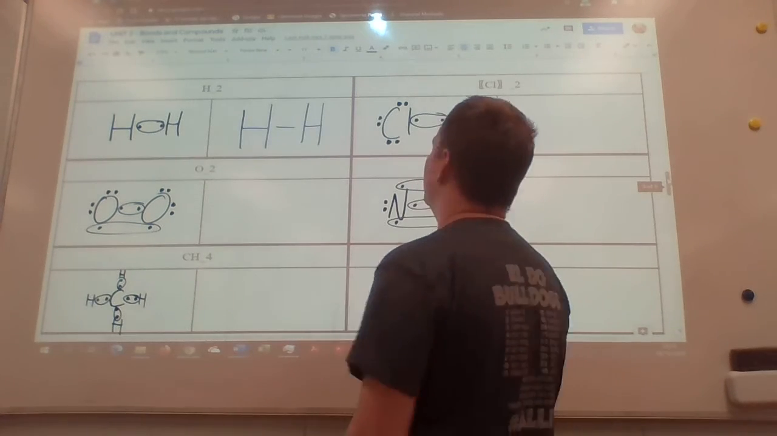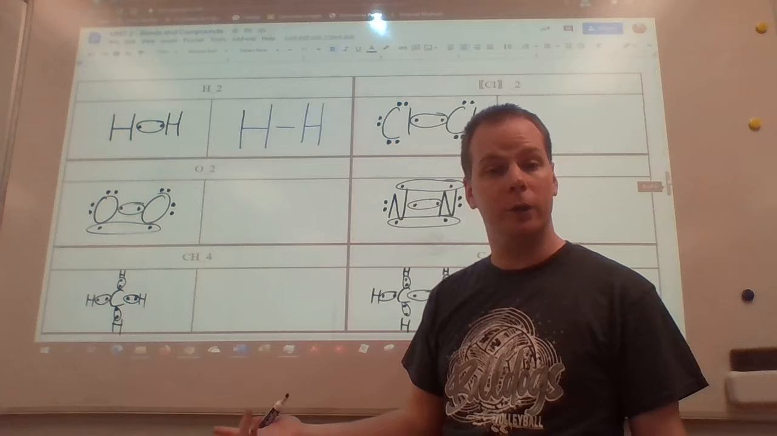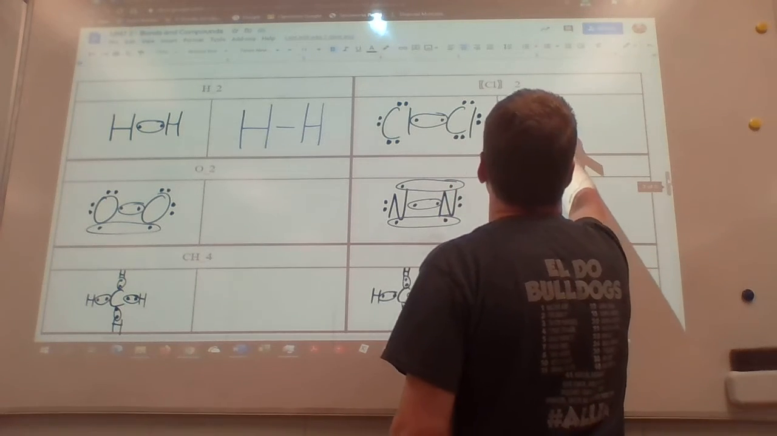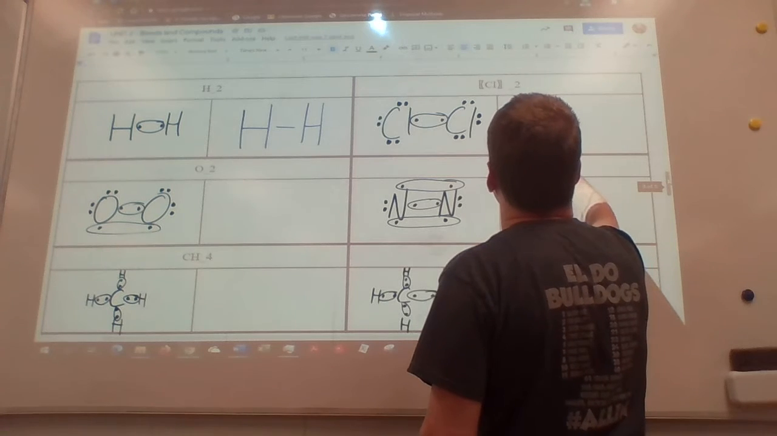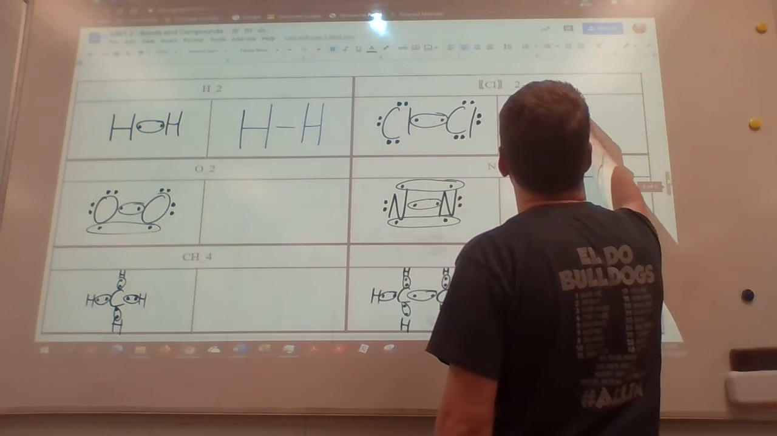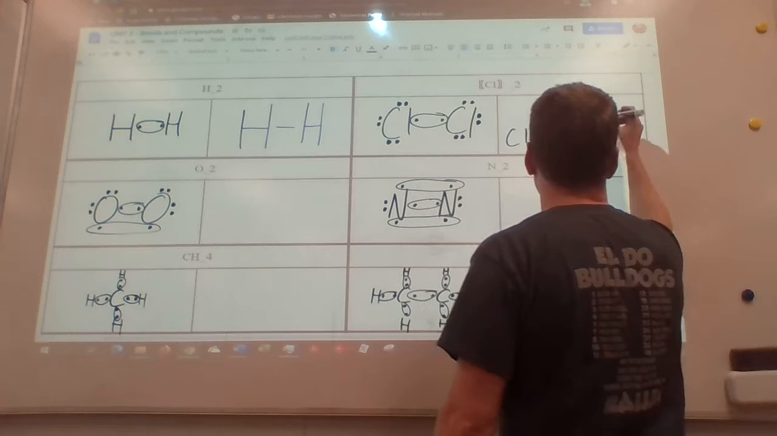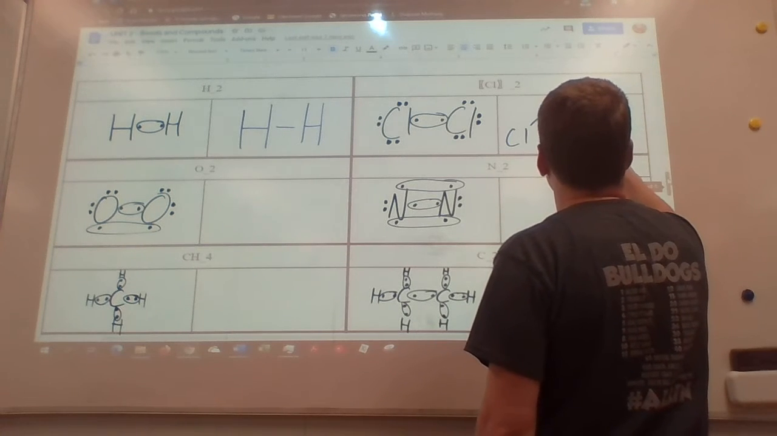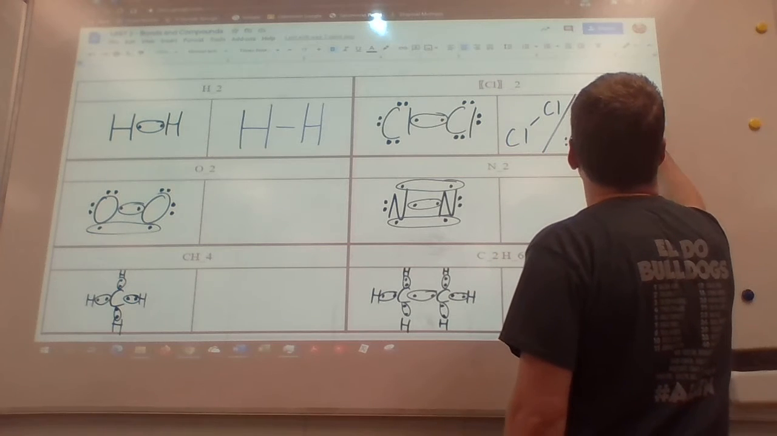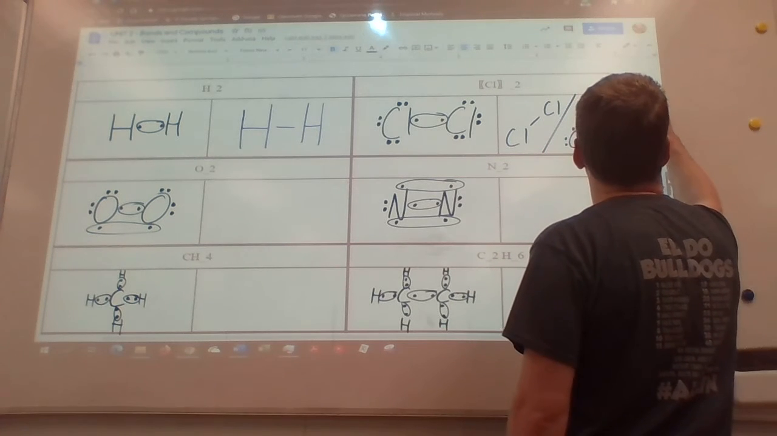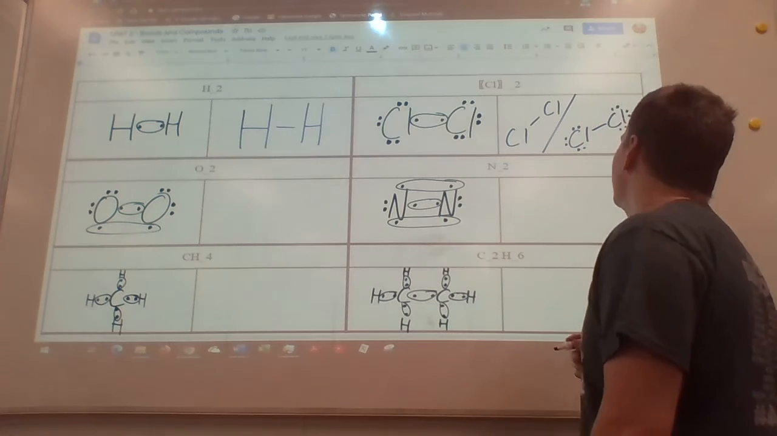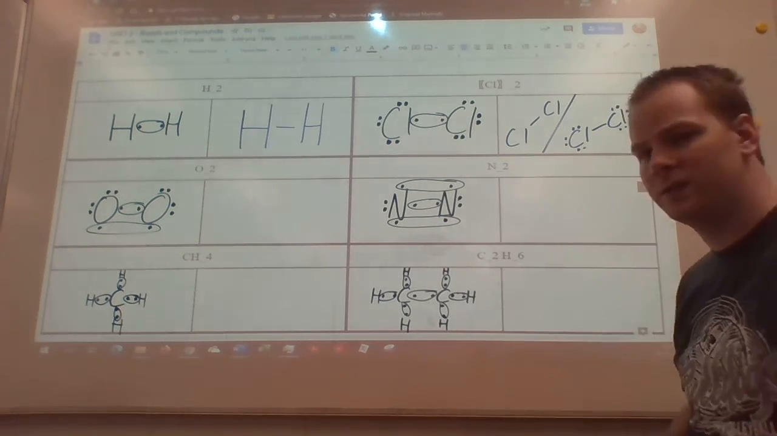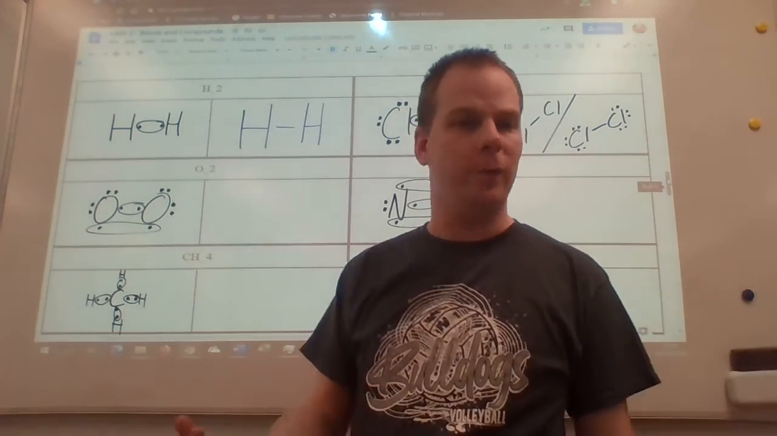Now, for this one, there's 2 ways to do it, depending on whether you're including the dots, the lone pairs, or not. You could either draw it, and I'm going to tilt it a little bit, like this, or with those lone pairs included, like this. Now, this is not required. I usually do this unless I'm trying to show a particular fact about it.